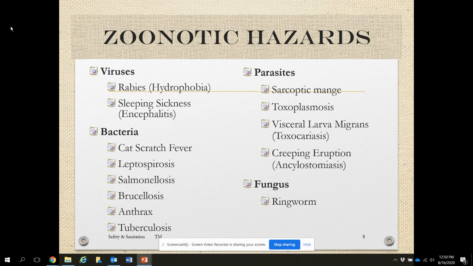So some zoonotic hazards. We have viruses, bacteria, parasites, and fungi that we all work around in the veterinary field. Some common viruses would be rabies is a virus. And then also sleeping sickness. So encephalitis is a virus. Bacteria, cat scratch fever, so we don't want that to occur.